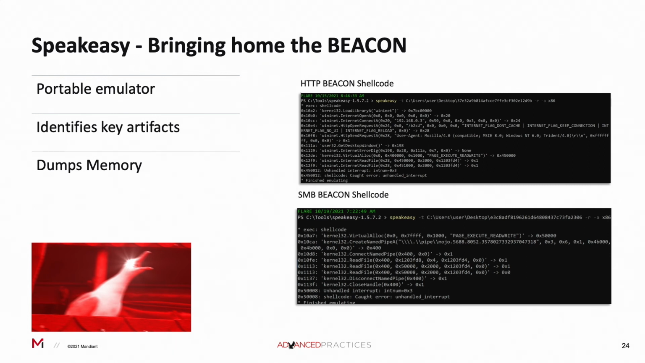And then when we look at two examples here, we see an HTTP beacon shellcode being executed against Speakeasy, and then an SMB sample. And when we look at this, what we're seeing is that the shellcode is going to load WinINet, which is used for internet connections. It's going to open a socket and create a connection outbound to a 192 address. We can see the URI, and we can even see the user agent string.